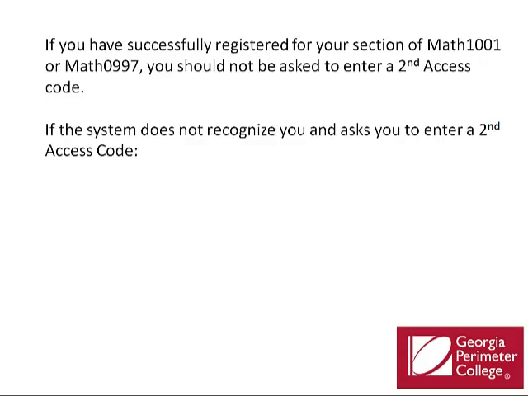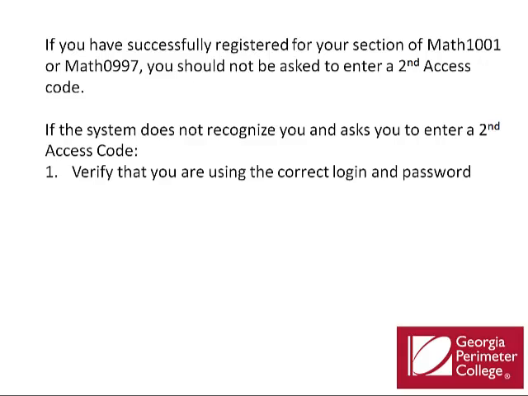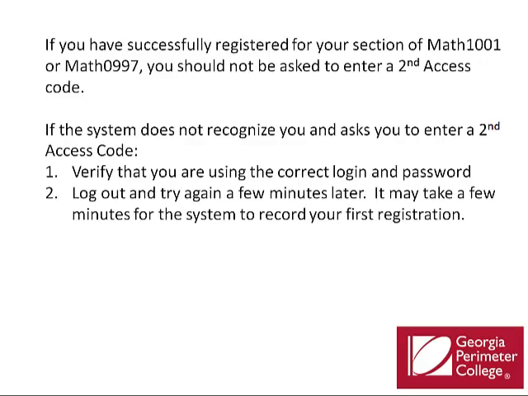If the system does not recognize you and asks you to enter a second access code, first verify that you are using the correct login and password that was used to register for your Math 1001 or Math 0997 course. If you know for sure that you are using the correct login and password, log out and try again a few minutes later. It is very rare, but in some instances it may take a few minutes for the system to recognize your first registration.